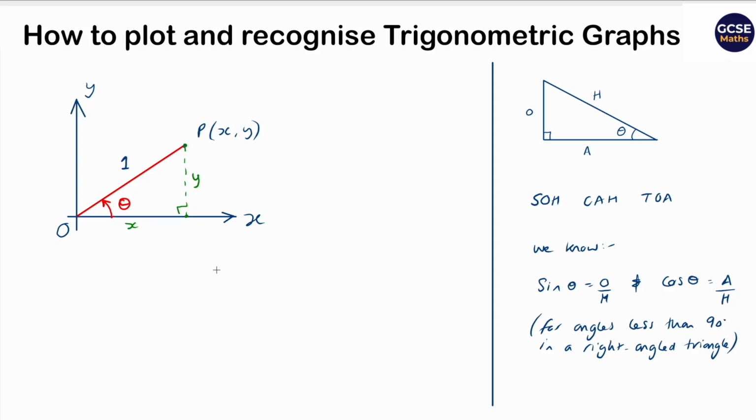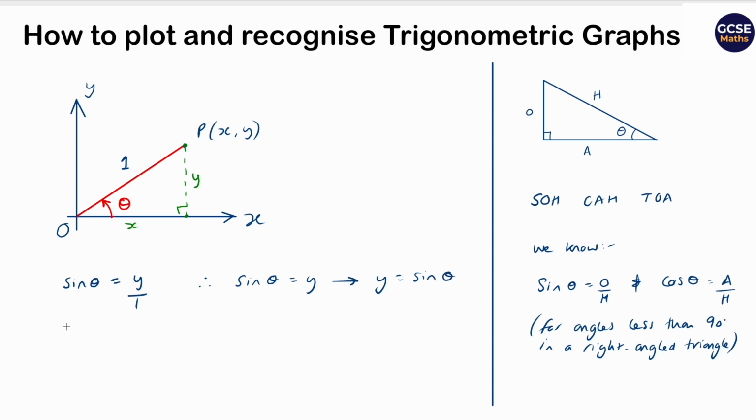So now let's bring these two things together. So we know that the sine of theta is equal to the opposite, well, the opposite is y, over the hypotenuse, and the hypotenuse is 1. Well, anything divided by 1 is just itself. So therefore, we can say that the sine of theta is equal to y. So in other words, y is equal to sine theta.